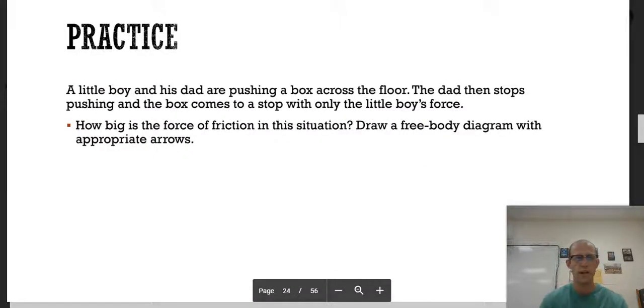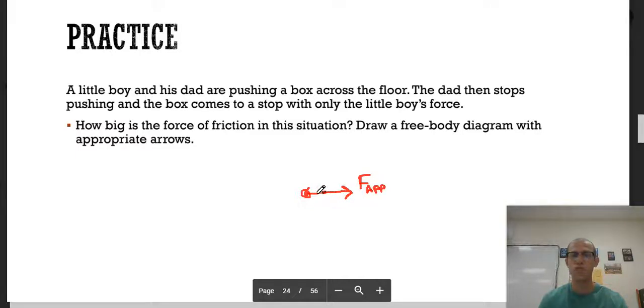So some practice. A little boy and his dad are pushing a box across the floor. The dad then stops pushing the box, and the box comes to a stop with only the little boy's force. How big is the force of friction in this situation? Draw a free body diagram with appropriate arrows shown. So here's my box. That boy at this moment is pushing the box all by himself. So this is the force of the boy applying to the box.